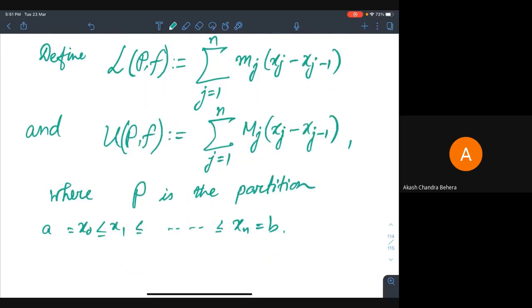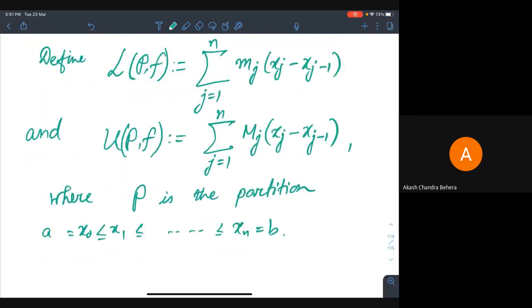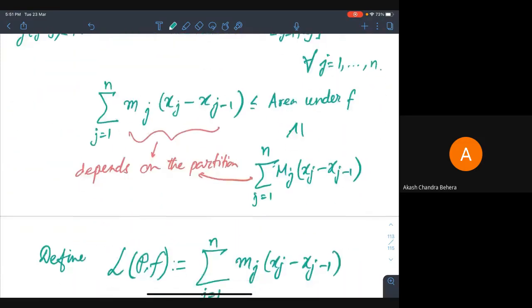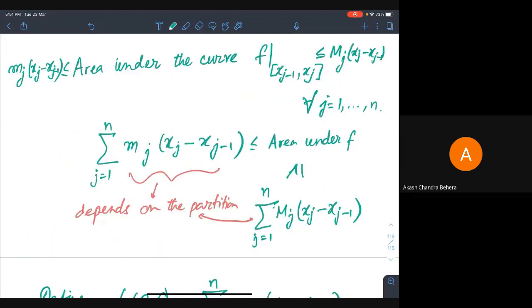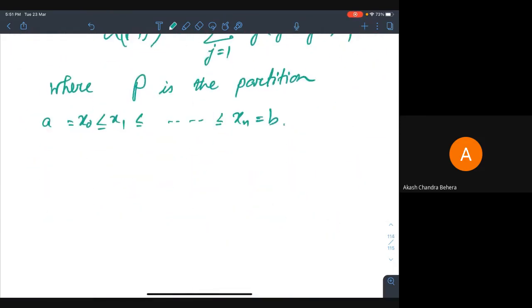Okay. So this sum depends on partition. This all depends on partition. So now we want to incorporate a limit of those. In some way, we have kind of a sandwich type of situation here, right? Area under f, which has no dependence on the partition, but in this case you have dependence on the partition. Here also you have dependence on the partition. So we should remove the dependence on the partition. All right. So how to do it? The way to do it is as follows.